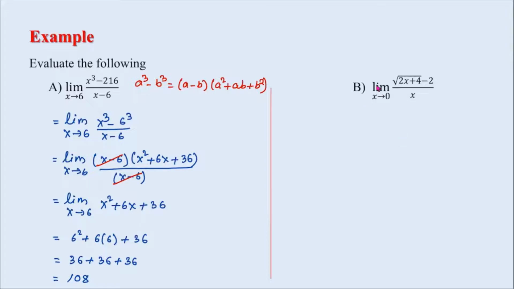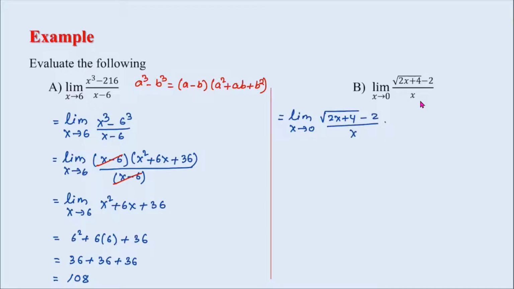Now, if you look at part B, we have to calculate the limit as x approaches 0 of this function. You can see direct substitution does not work here because when x approaches 0, the denominator will be 0. We cannot have 0 in the denominator. But because this is a limit involving a radical function, we can multiply by the conjugate. What I mean by that is this: limit as x approaches 0 of the square root of 2x plus 4 minus 2, divided by x.